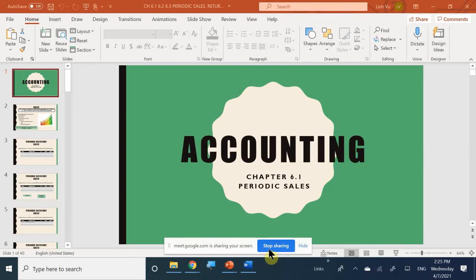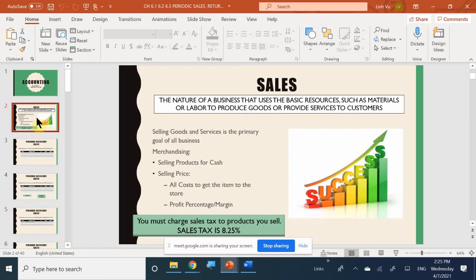Okay, so once again, we are dealing with periodic sales. So again, the nature of a business, pretty straightforward. We sell our items in hopes to make a profit. So therefore, we need to calculate our cost of goods sold, and we need to create some kind of selling price that allows us to cover our costs, but also gain a certain percentage of profit. So once again, you're not responsible to create this selling price. That's going to be for the profit managers.